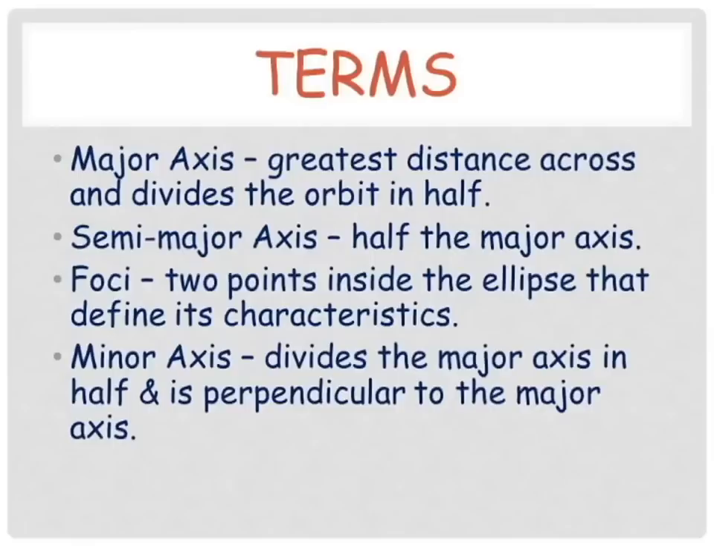First term for an ellipse is a major axis. A major axis is the greatest distance across and will divide the orbit exactly in half. So that's your major axis. And then we have a semi-major axis, which is basically half of your major axis. Then the foci are the two points within the ellipse that define what that ellipse looks like.